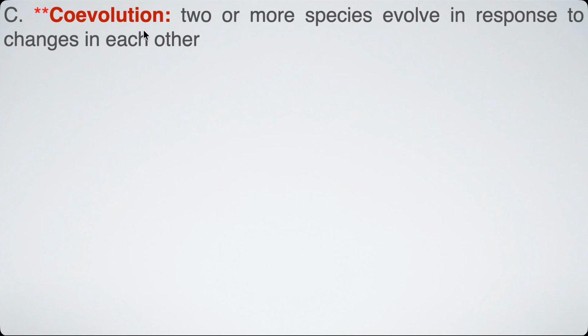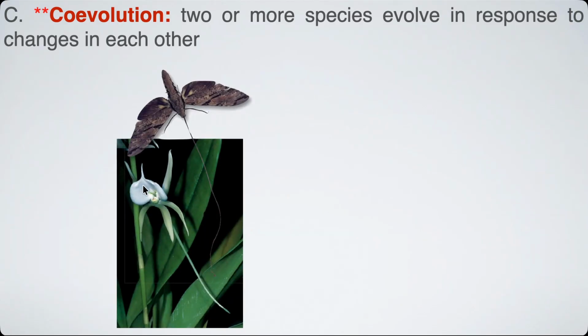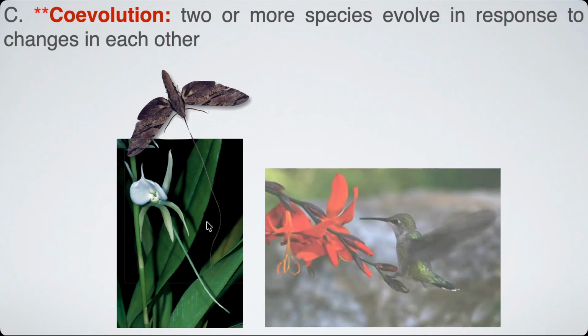And then coevolution is just when two or more species evolve in response to changes in each other. So you've got this insane-looking plant and this insane-looking moth with a very, very long proboscis. It's like a tongue. And it's basically the only thing that can drink nectar out of this thing because it has this gigantically long tongue. And again, they evolved coevolutionarily, right? This thing started to get longer and this thing started to get longer so that they're able to pollinate one another.